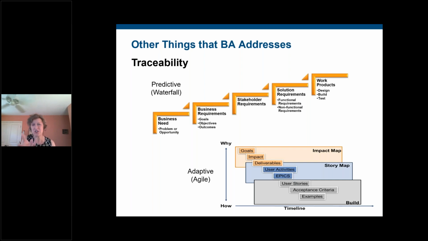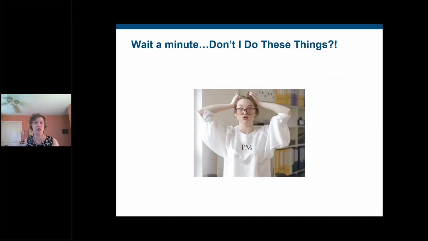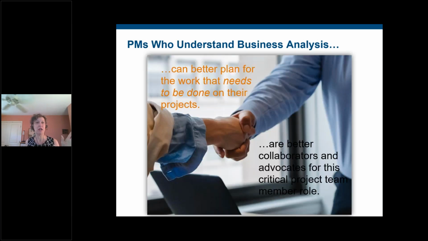This has real value, not just for the work that the BA is doing, but for the work that the project manager is doing as well. The ultimate outcome of that initiative is in many ways predicated on the quality of the BA work that is being done, every bit as much certainly as the quality of the work that the PM is doing. So, wait a minute, don't I do those things? Actually, not so much. These are core BA activities. These are not things that PMs do. And so a PM who understands that work can better plan for the work that needs to be done on their projects.